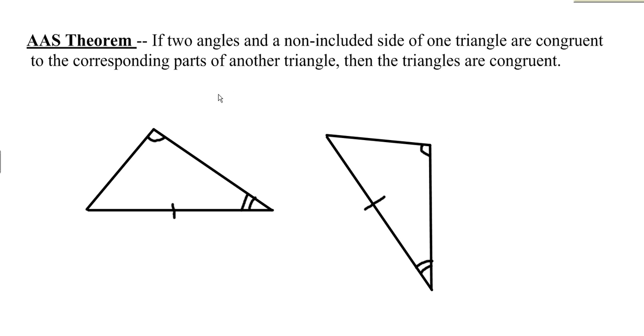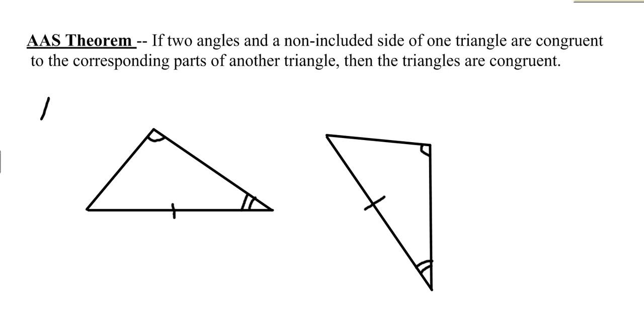Section 4.5 in our book talks about two other ways to prove triangles congruent. The first one is called the angle-angle side theorem, which says if two angles and the non-included side of one triangle are congruent to the two angles and the non-included side of another, then the triangles are congruent. So it looks like here.